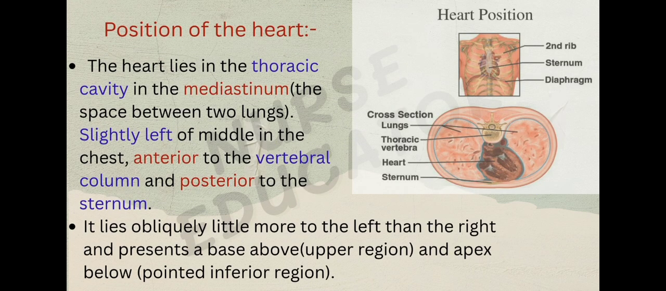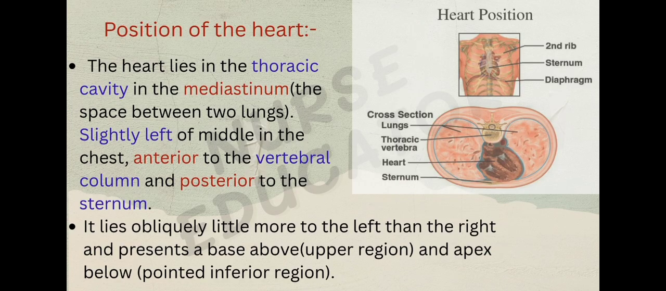The heart lies in the thoracic cavity, where the lungs are present. The space between the two lungs is called the mediastinum. It is slightly left of the middle in the chest. It is anterior to the vertebral column; you can see in the picture it is in front of the vertebral column, and it is posterior to the sternum. You can see in the picture where the sternum is. It is behind the sternum.